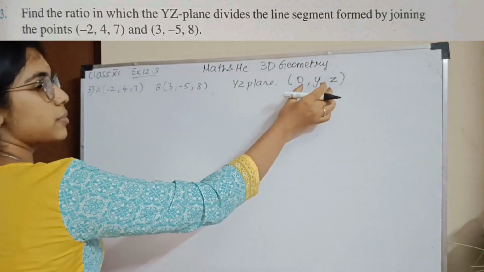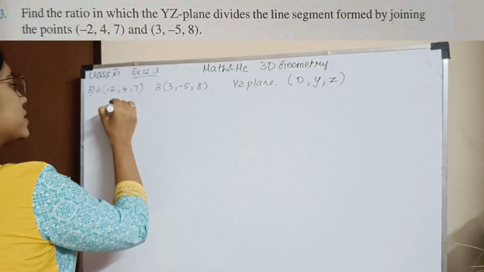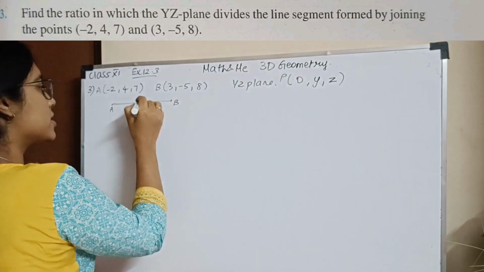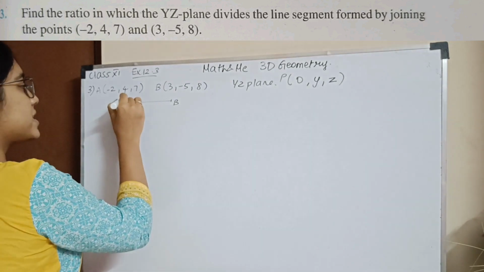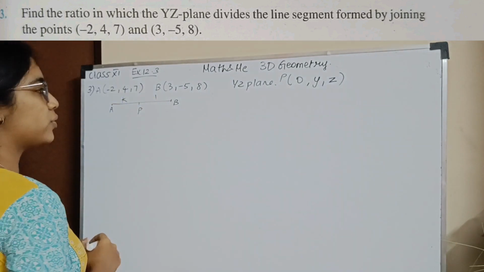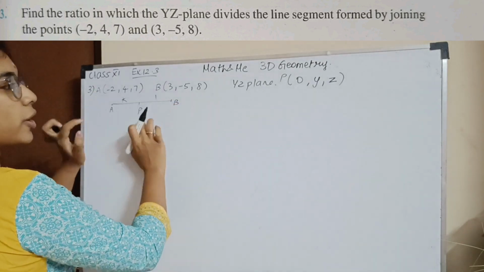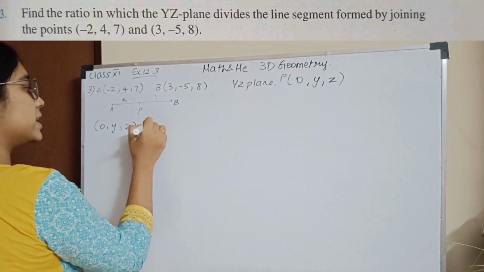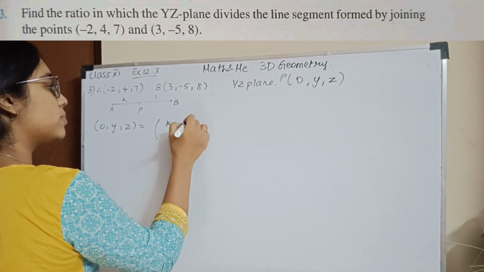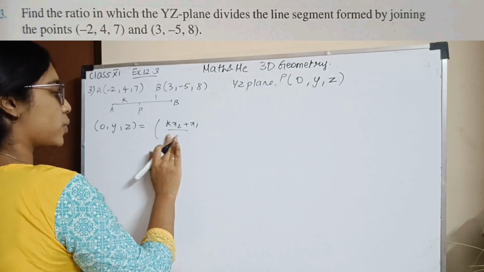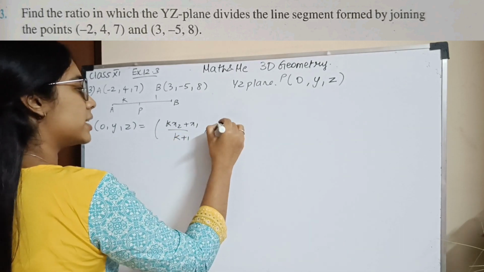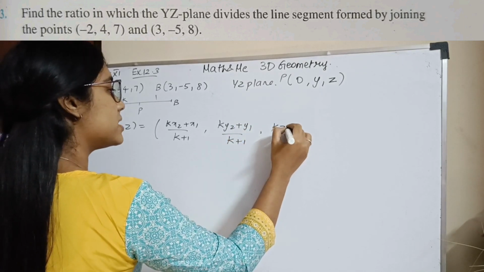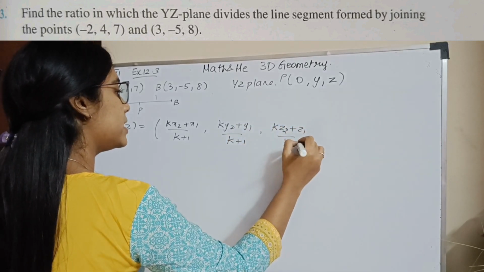Okay. So this is the point which divides the line segment AB. So I'll have A here, I have B here. So I'll name this point P. So I have the point P here which divides AB in the ratio K is to 1. Okay. So I have to equate this point to the point P. Okay. So what will be point P? 0, Y, Z equals K x2 plus x1 divided by K plus 1, comma K y2 plus y1 divided by k plus 1, comma k z2 plus z1 divided by k plus 1.